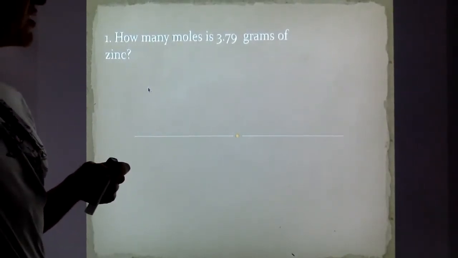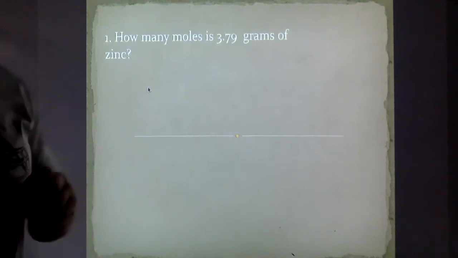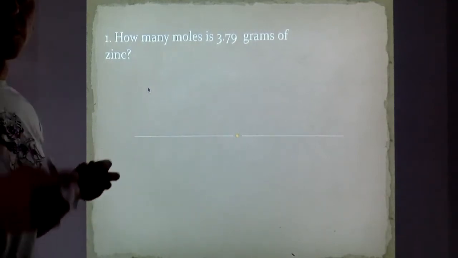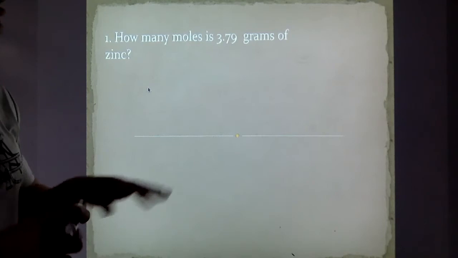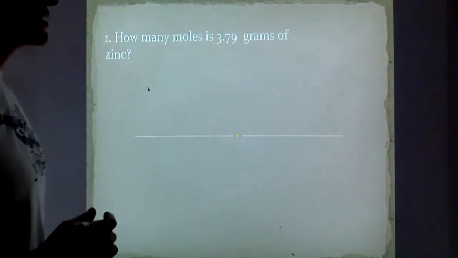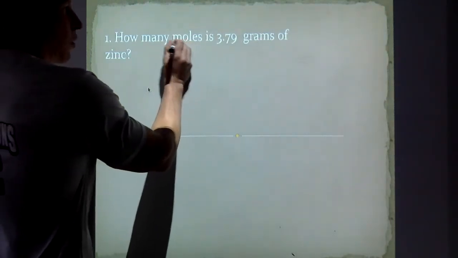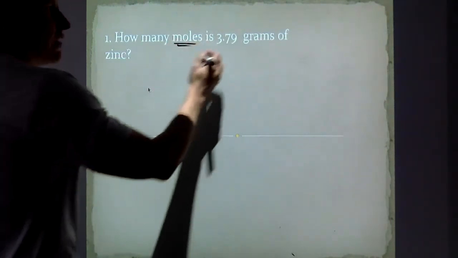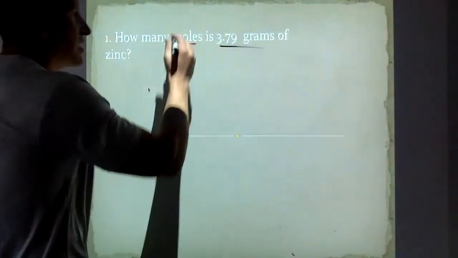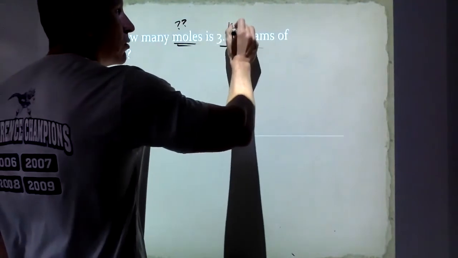So how many moles is 3.79 grams of zinc? Now, some of you are going to get this concept real easily and real quickly and have no problem doing it, but I want you to do the steps that I show here. So the question is, how many moles is 3.79 grams of zinc? Well, it's asking you to solve for moles, and it's telling you you have 3.79. So this is what you need to know. This is the question. And this is what you already know.